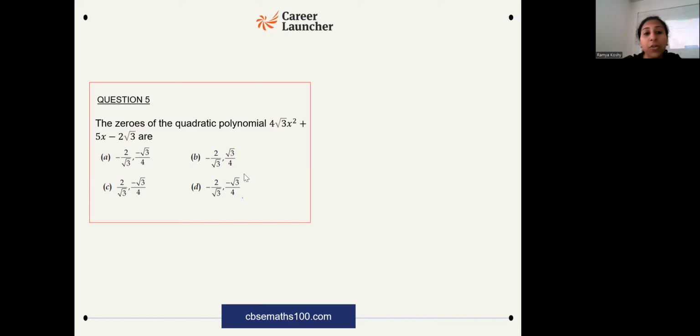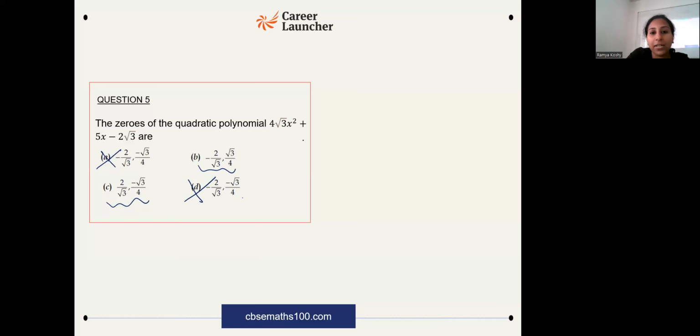Another thing you could do is go by signs and eliminate options. We know the product is negative, right? Minus 2 root 3 by 4 root 3, which means minus half, is the product, correct? C by A. If the product is negative, we know that both the zeros cannot have the same sign. So you cannot have both as negative numbers, and you can eliminate options A and D. Then you need to select among the other ones.